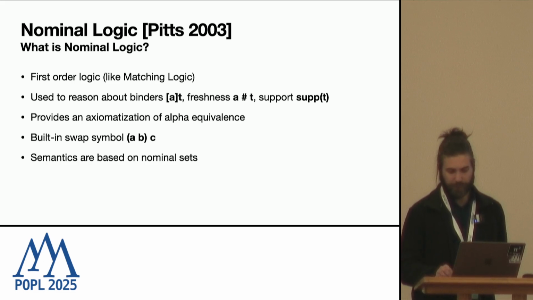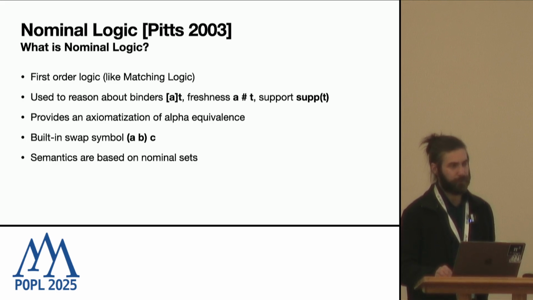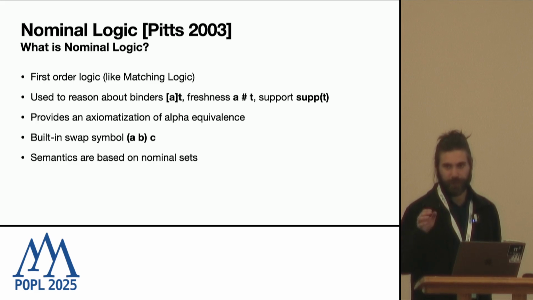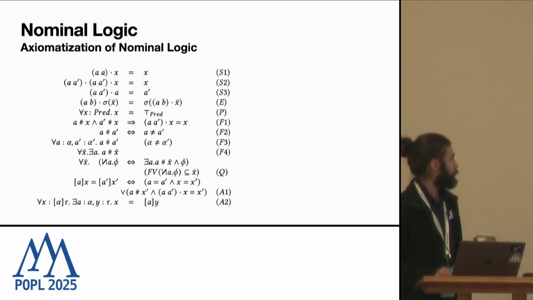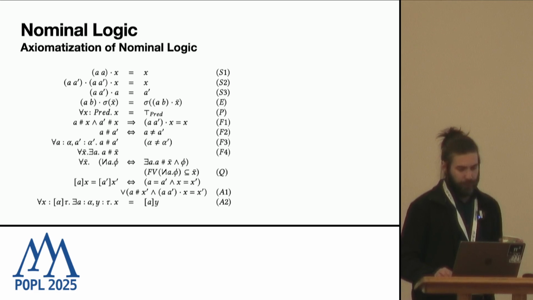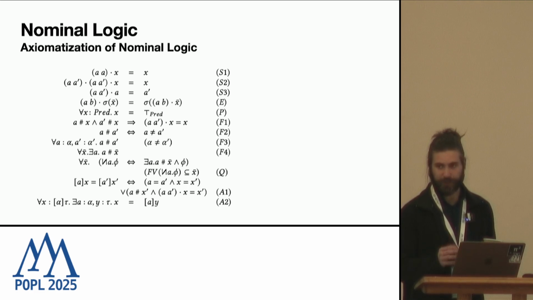It has a built-in swap symbol, which is at the base of everything. And the semantics are based on nominal sets, which you can think of as terms with nameless representations, because we want to abstract away bound names. This is what the axiomatization of nominal logic looks like. I don't want to dwell too much on this. You can have a look at this in your own time, make sure it makes sense, but it effectively enforces the semantics that we want.